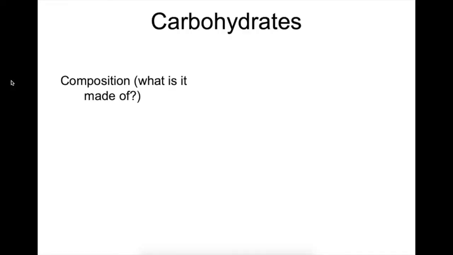All right, our first one, carbohydrates. Composition. What are carbohydrates made out of? Carbohydrates are made out of, this is the refresher, this was in the last video, monosaccharides. One monosaccharide is sugar. One sugar molecule. Those are your monomers. You get a bunch of them together, you get a polymer of sugars. Macromolecule we call carbohydrates.